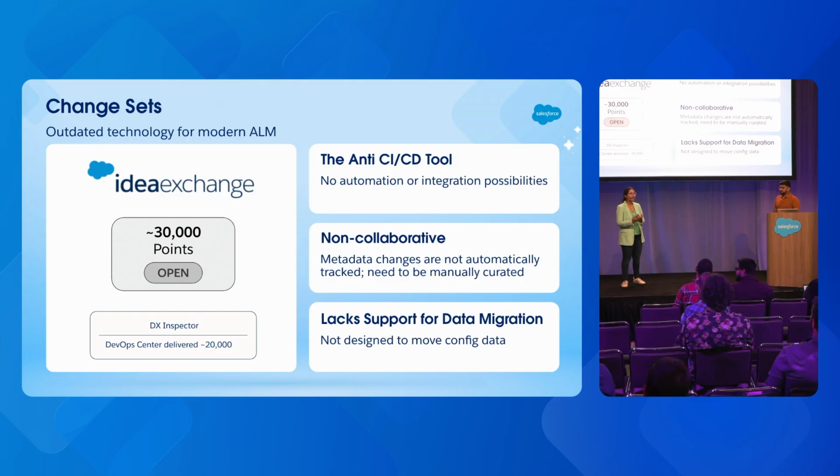There's a lot of business metadata that also resides as configuration data and custom metadata types, and that is not supported in change sets. Collectively, I think there were a little over 30,000 points of ideas open in Idea Exchange where the community was asking for an upgrade on change sets. And that's what DevOps Center and DX Inspector have offered. They have collectively delivered over 20,000 of those points with these new tools that Shri is going to talk to you about today.